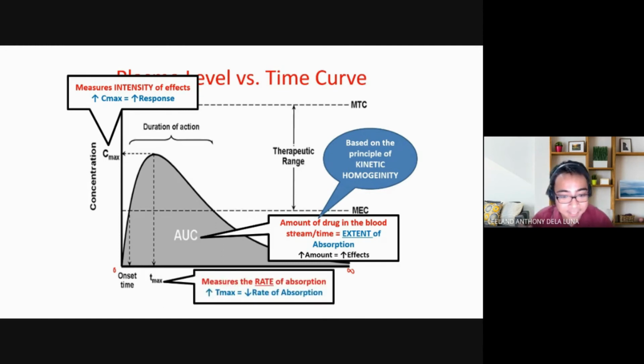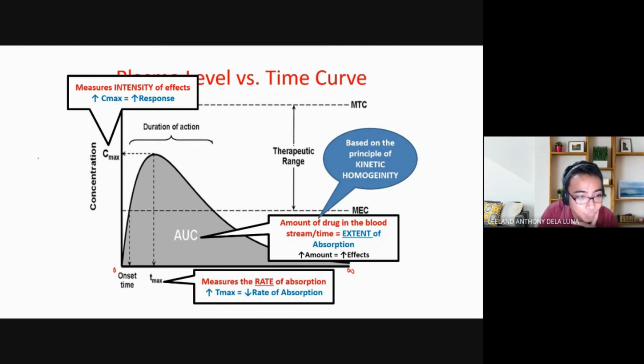Tmax, on the other hand, measures the rate of absorption. Right? So kasi class, the faster the Tmax, the shorter the Tmax, ibig sabihin, ang bilis na absorb ng gamot. Kung mas malapad ang Tmax, mas malayo, mas matagal ang Tmax, ibig sabihin, mabagal na absorb ang gamot. Kasi endpoint natin class, titigil ang absorption once na na-reach ang Cmax. Absorption phase stops once Cmax is reached. Are we clear?